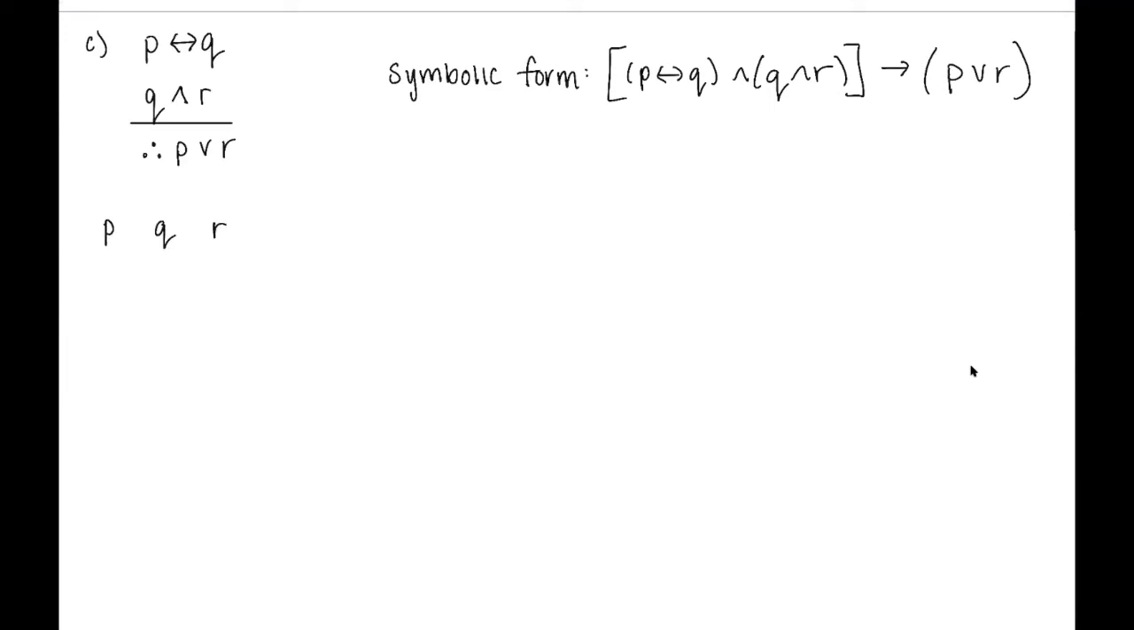Okay. So quite a large truth table because we've got to go through statements P, Q, and R first. Then I can go through my first premise, which is P if and only if Q. Look at the truth value of our second premise. Then we want to look at their truth values together.